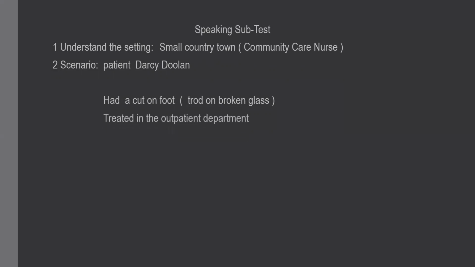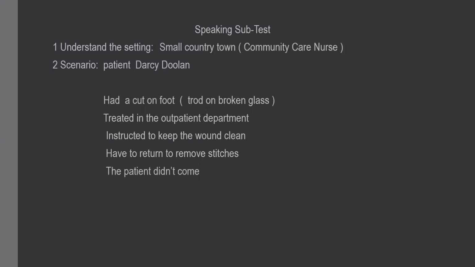The next thing given there is he was treated in outpatient department. Next one, instructed to keep the wound clean, have to return to remove the stitches. The patient didn't come. Okay, so you understood the scenario, right? And the last part is that now you found the wound infected. Okay, these six things are what you understood from the role play card scenario. Before going to the next, let's come back to the role play card.